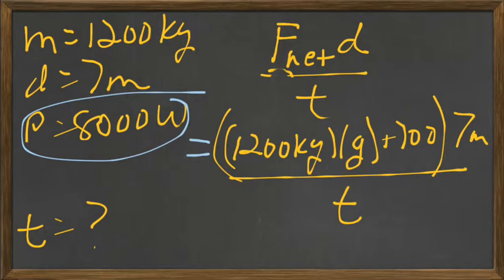So 1,200 times 9.81 meter per second squared plus 700 times 7, that value divided by 8,000, you're going to wind up getting a time of 10.95 seconds. And there you have it.